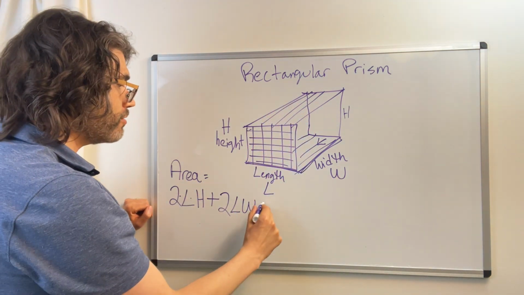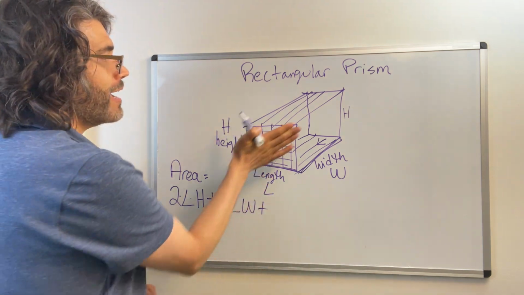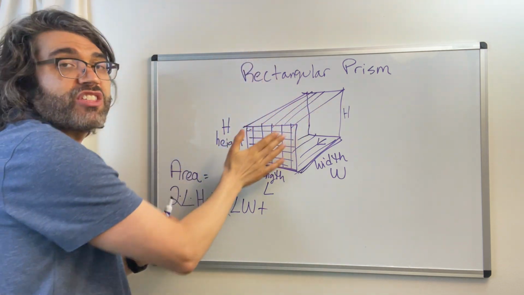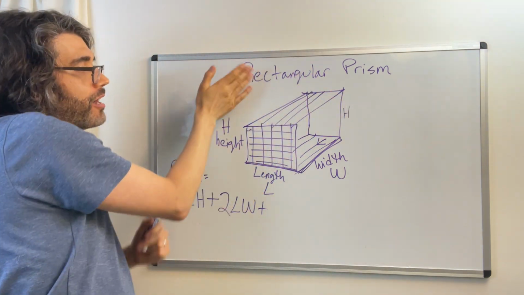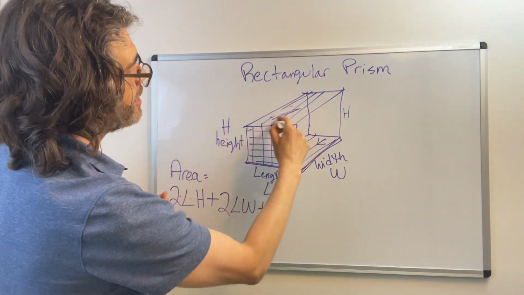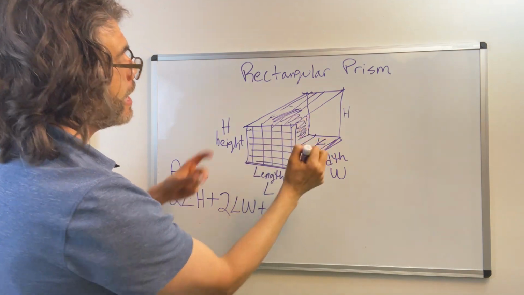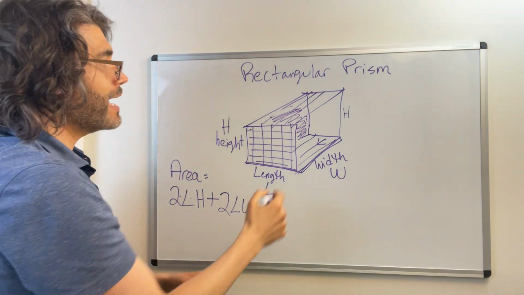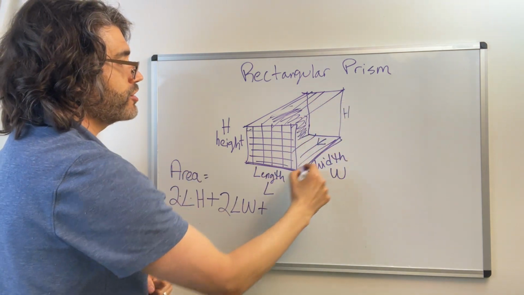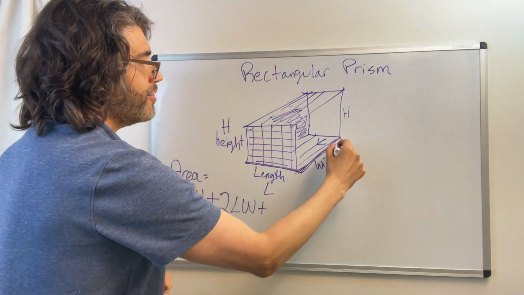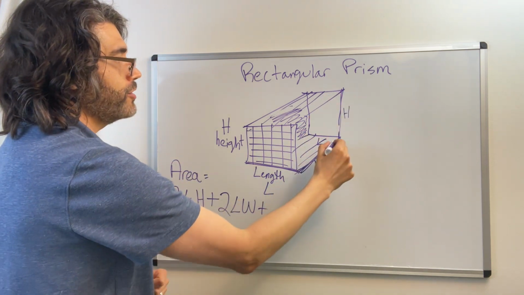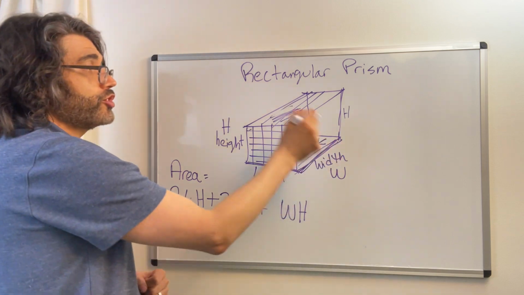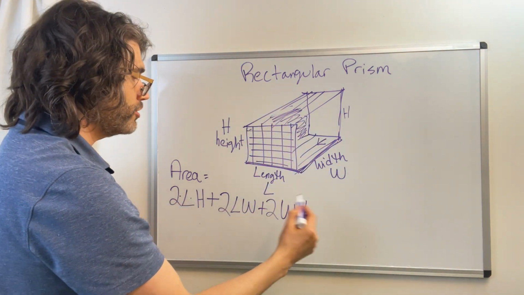Okay, and now, last but not least, we have this face, and then you could say the right-hand side of this box, and then on the other side, the left-hand side of that box. And those are identical rectangles as well to each other. And how do you find the area of just say the right side? Well, it has a width and the height. So that would be W times H. But again, there's 2 of them, so may as well put a 2 in there.